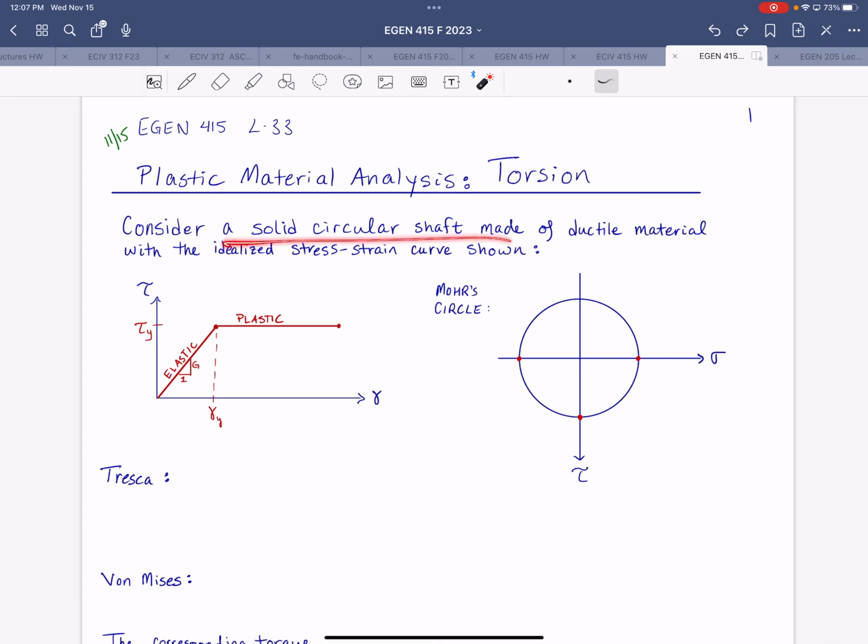So we'll consider a solid circular shaft that is made of a ductile material. The idealized stress strain curve would look something like this. And of course, that's not very realistic. Later on in the lecture, we have a more realistic view of it.